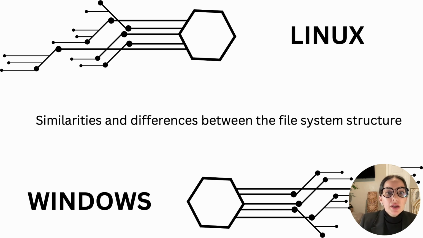So for file systems, we have Linux and Windows, and there are similarities and differences between the file system structure. Both use a hierarchical structure, like folders within folders. However, Windows uses drive letters like C and D to identify different storage devices, while Linux does not. Linux has a single root directory represented by a /. Also, Linux is case sensitive, so a capital File and a lowercase file are considered differently, unlike Windows. This difference can impact how files are organized and accessed on each system.